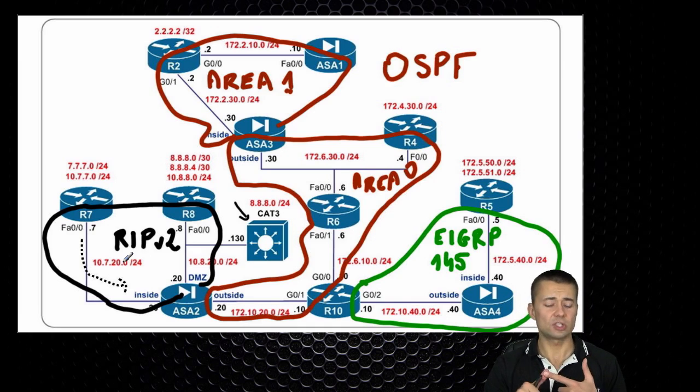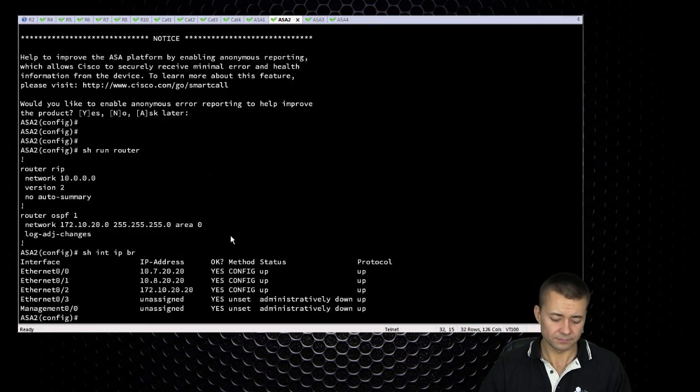So I should see that ASA2 is still going to know how to reach the prefixes, the networks advertised by 7, but 7 is not going to know about the other prefixes that ASA2 knows it learned from RIP. So let's go ahead and do this.